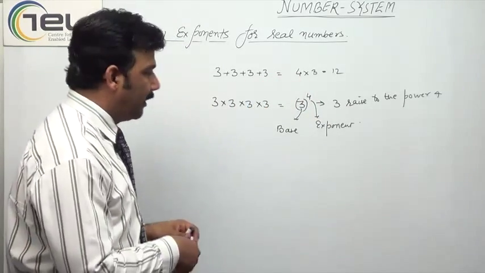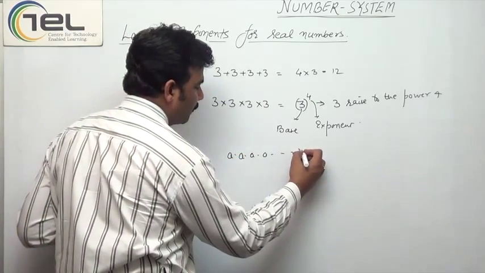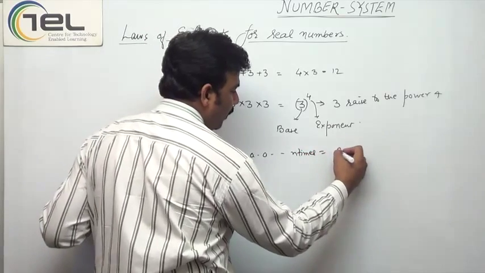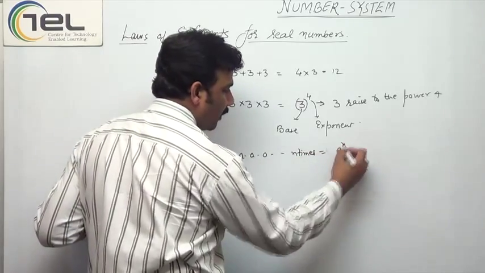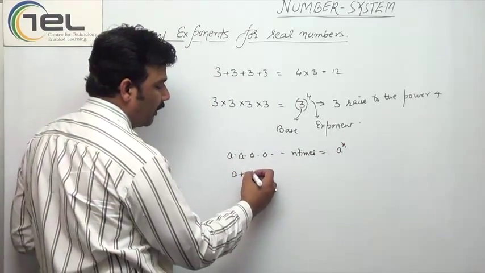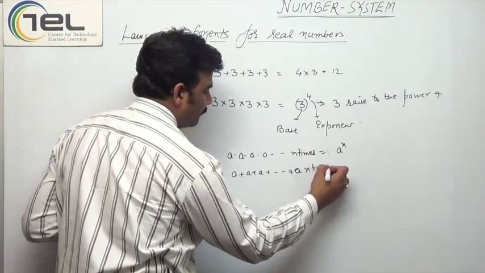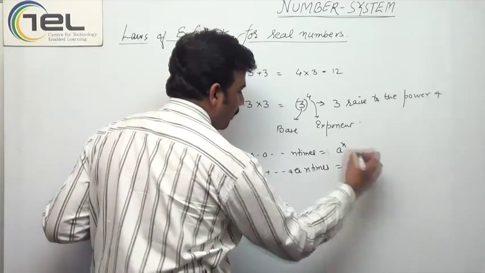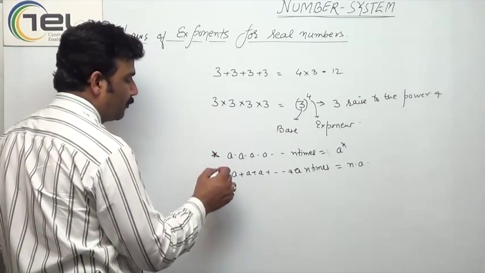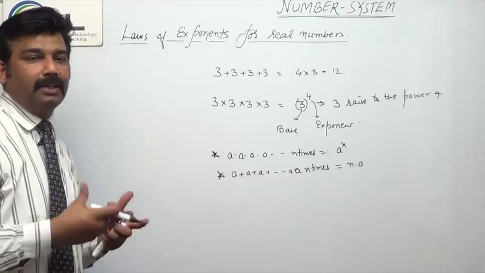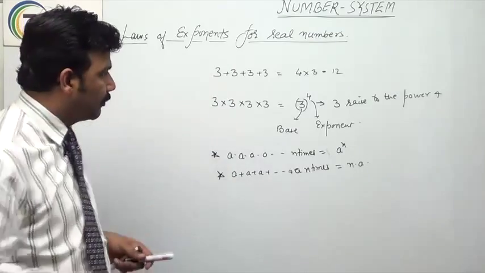We write like this. For example, A added n times, we write n times A, and A multiplied n times, we write A raised to the power n. When A is added n times, we have n times A. These are two things. So in both of them, I'm going to show you the different cases and laws of exponents.